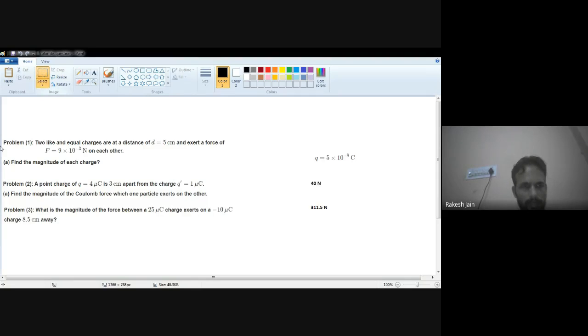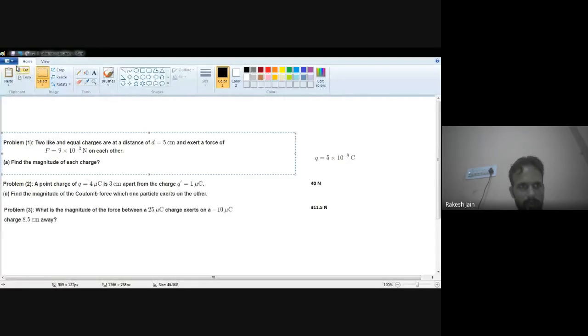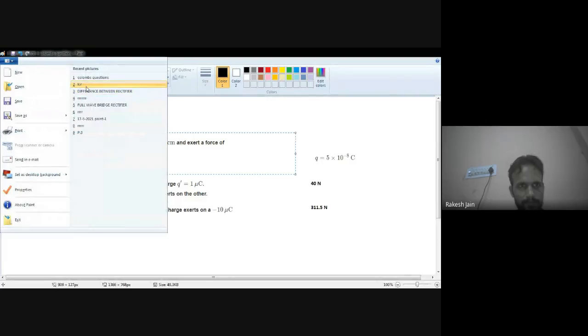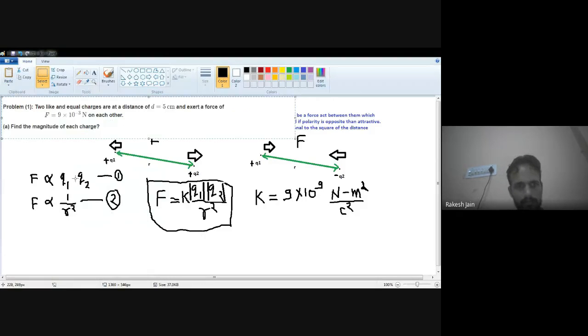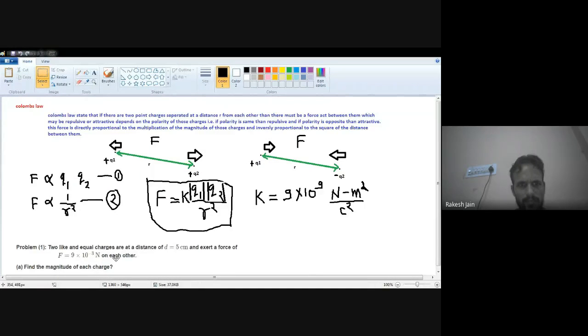So this is your third numerical. Now we have to solve this numerical.